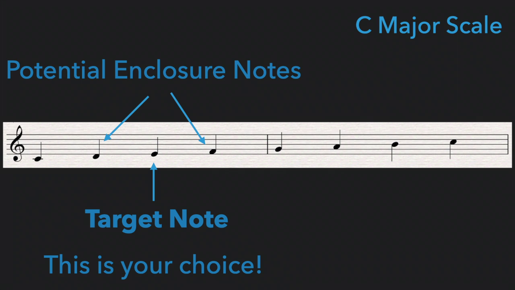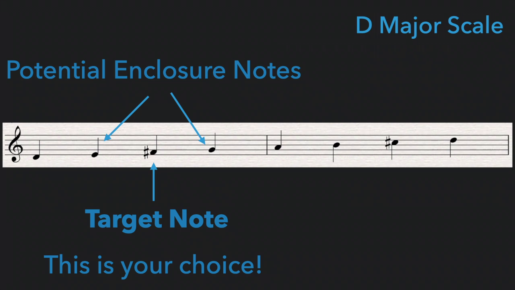So this F natural is one note above E in C major, and then I've repeated the trick in G major. I've enclosed the third by using G, which is one note higher in the key of D major than F sharp.